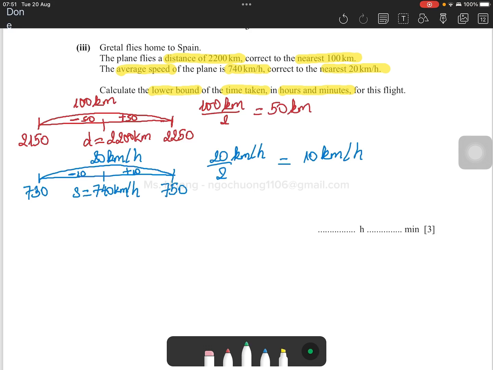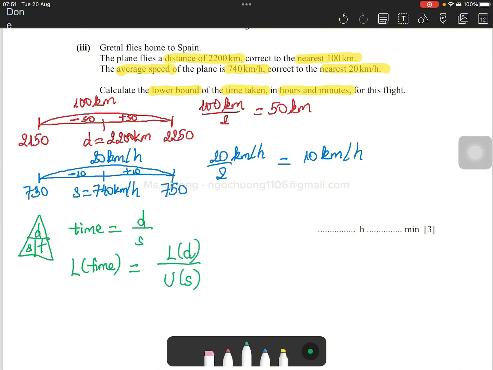First of all, according to the DST triangle, you know that the time is equal to distance divided by the speed. So if you want to find the lower bound of the time, then we need the lower bound of the distance divided by the upper bound of the speed. The lower bound of the distance is 2,150. The upper bound of the speed is 750.